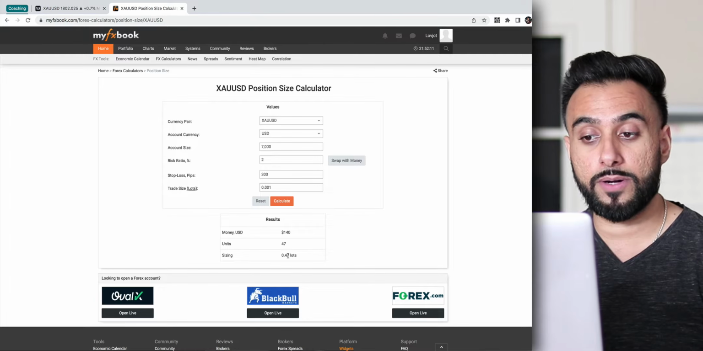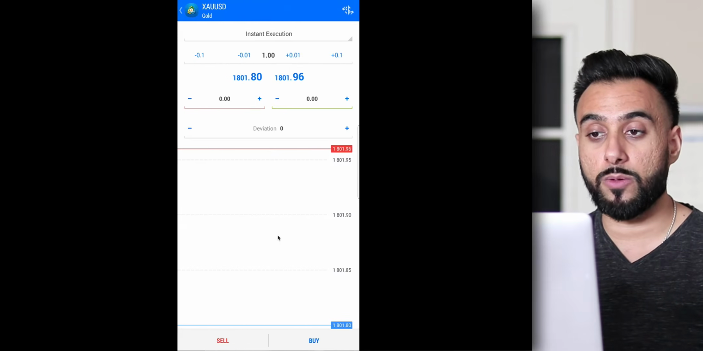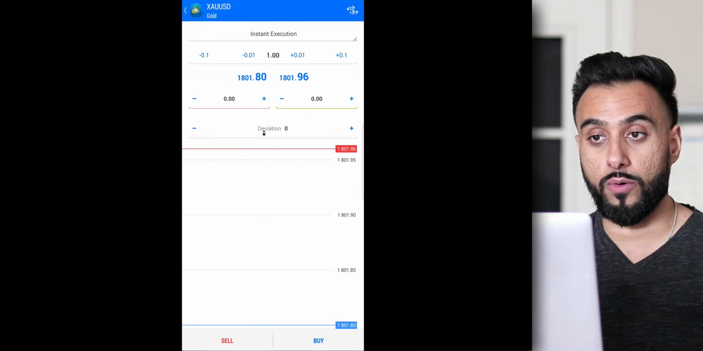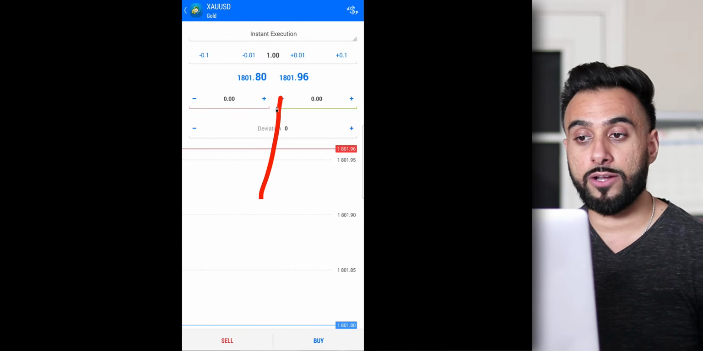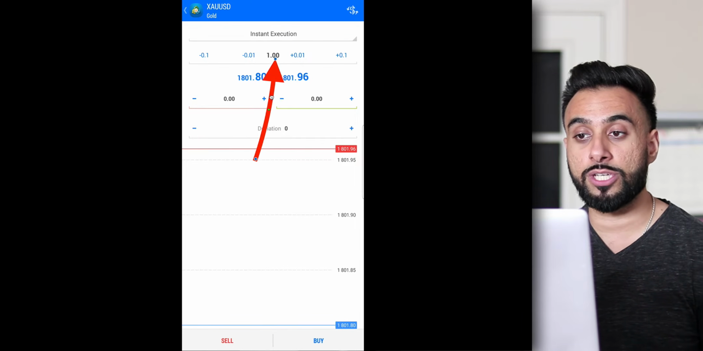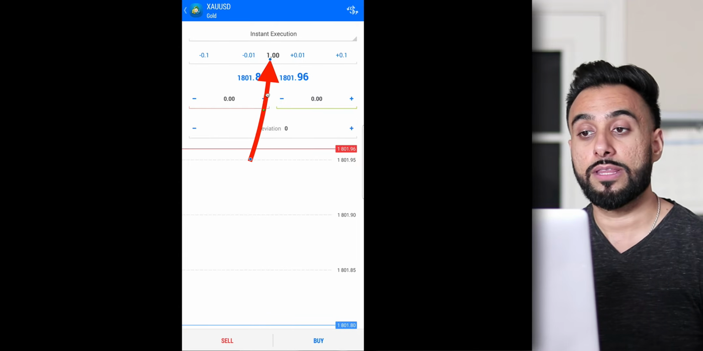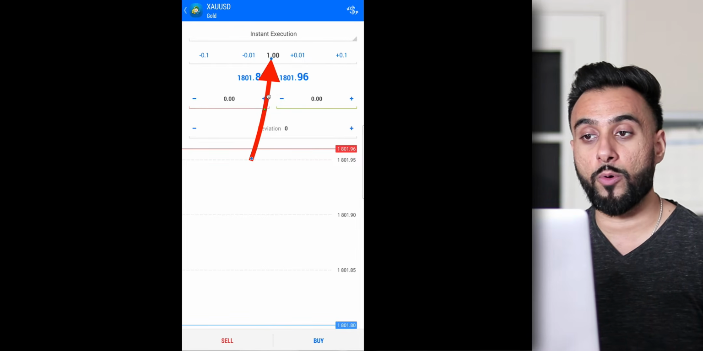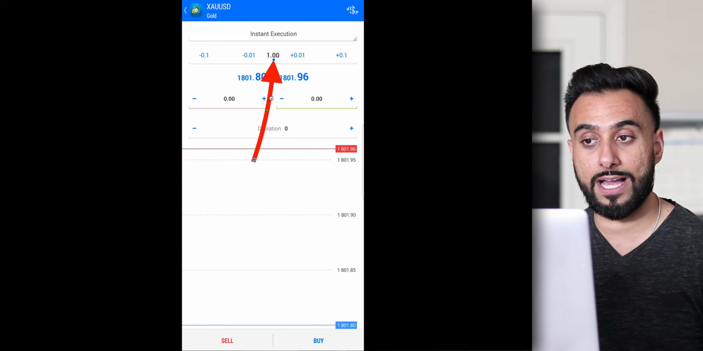So this is a number, 0.47. This is a number that you would need to type on MetaTrader 4 on the phone. So whenever you're on this page to enter your trade on gold, you would need to change this number, the 1.00. This is the number that you would need to change to 0.47 in terms of the actual lot size.